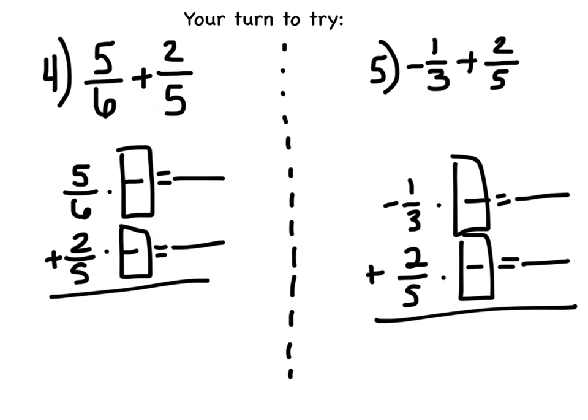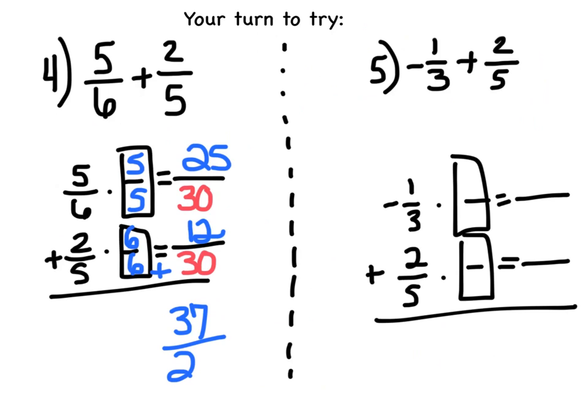All right, did you give it a shot? Let's see, I already rewrote them here vertically and threw in my giant 1 frames. So now I see, okay, 6 and 5 both go into 30. And 6 times 5 is 30, 5 times 5 is 25. And now down here, 5 times 6 is 30, so 2 times 6 is 12. So now I'm adding 25 plus 12, and I have 37, oops. Fix this here, 37/30. Okay, or 1 and 7/30 would also be correct.